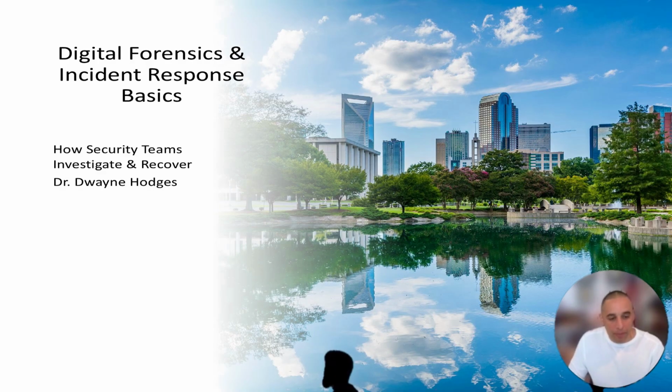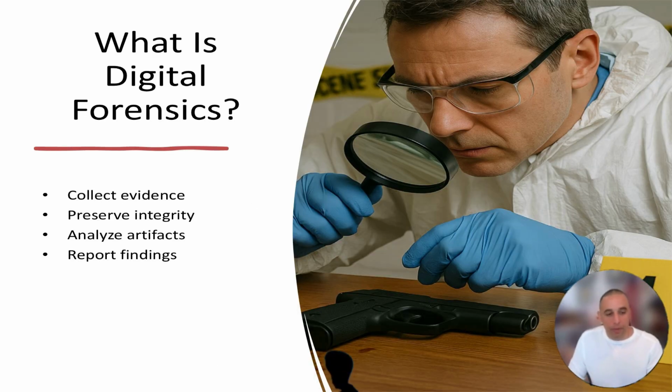Let's dive in. Collect evidence. The forensic process begins with identifying and gathering relevant evidence. Logs, disk images, memory captures, network data, cloud artifacts, mobile device data, and more. This step must be done carefully and systematically, using proper tools and documented procedures to avoid altering or damaging the evidence. Good collection determines whether the rest of the investigation will be reliable.